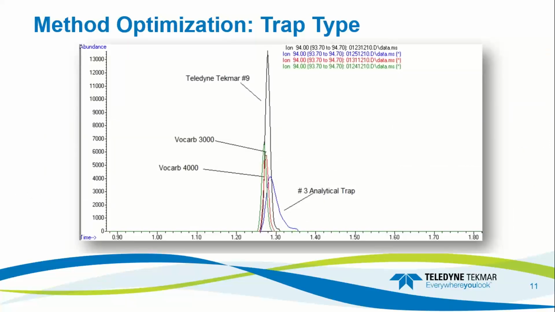This is an overlay of the selected ion 94, bromomethane, with all 4 of the traps that we compared. Generally, that number three trap struggles with low-end sensitivity on the gases because of the water vapor interferences. With it not being capable of dry purge, more moisture gets transferred to the GC. And the number nine trap was designed to specifically improve the recovery of bromomethane. So when we look at this graph, bromomethane recovery is almost double on the number nine trap than it is on the other traps, with the number three trap having the least amount of response, hindered by that water, followed by the Vocarb 3000 and 4000 with about the same recovery.